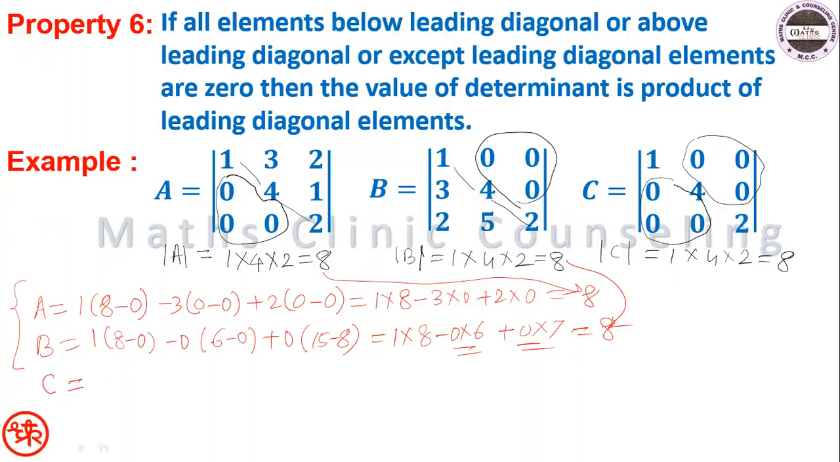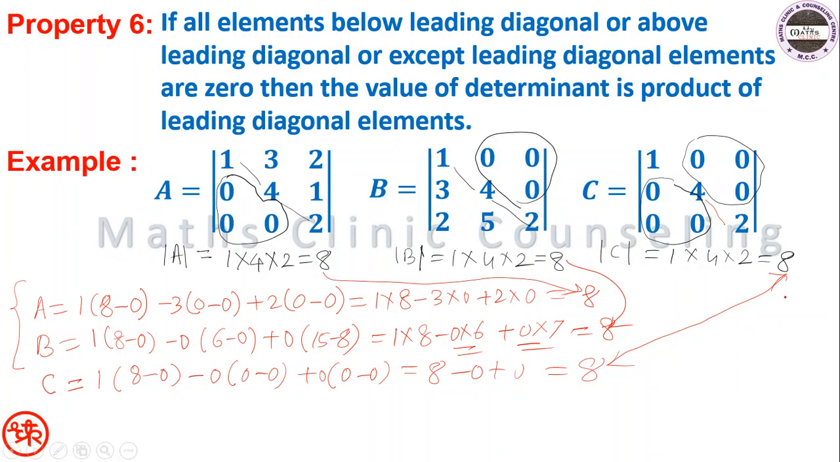So C, how we can solve? 1 multiplied by, look at here, 4 into 2 minus 0 into 0. So you will get 8 minus 0, minus 0 into 0 minus 0. Right? Plus 0 into 0 minus 0. So it is 8 minus 0 plus 0, and so it is 8. So you can check here, this value is 8. Is that clear? So understand?